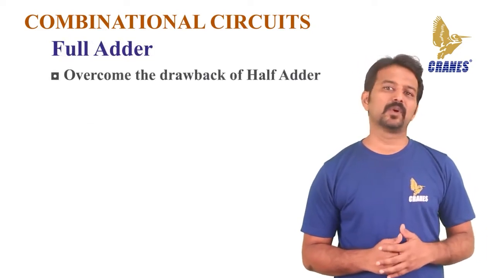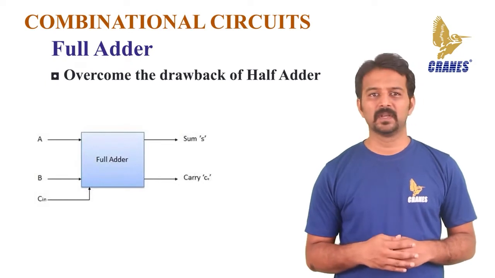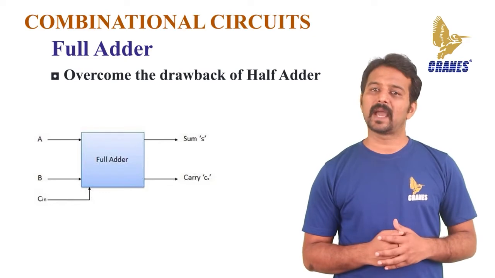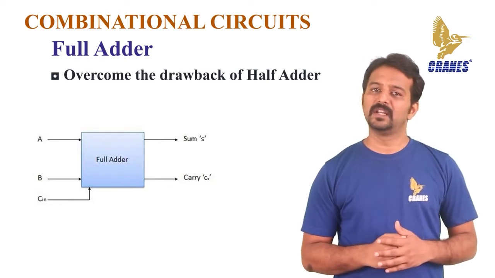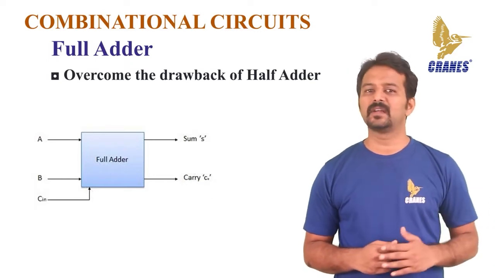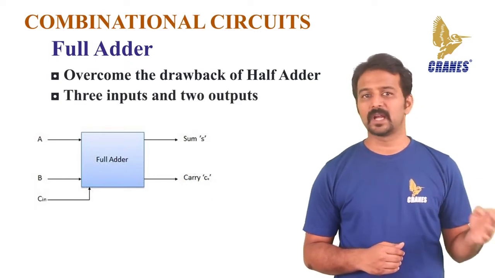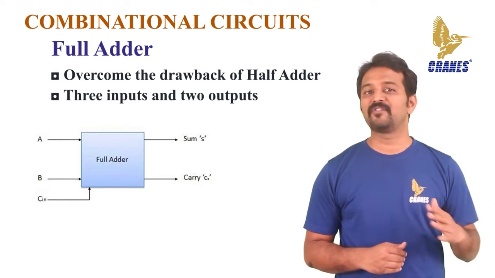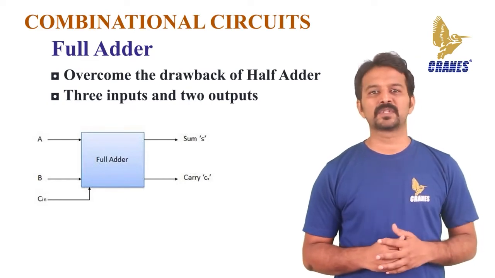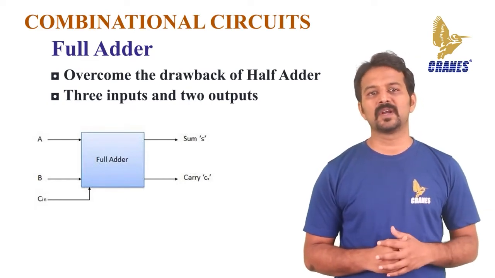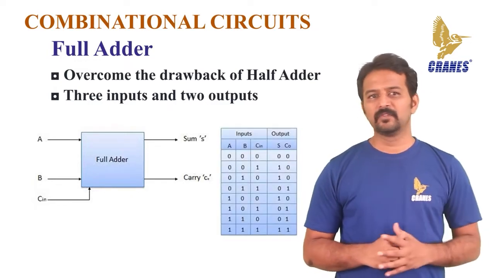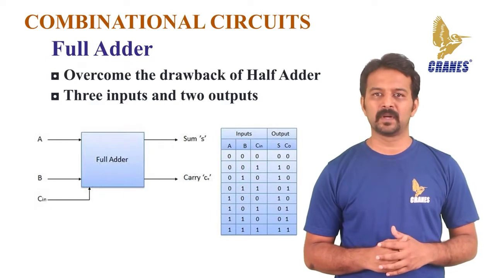The full adder is developed to overcome the drawback of the half adder circuit. It can add two 1-bit numbers A and B and the carry. This adder is more difficult to implement than a half adder. The difference between the half adder and the full adder is that the full adder has 3 inputs and 2 outputs, whereas the half adder has 2 inputs and 2 outputs. The first 2 inputs are A and B, and the third input is called carry in, denoted as Cin. With the truth table, the full adder logic can be implemented.